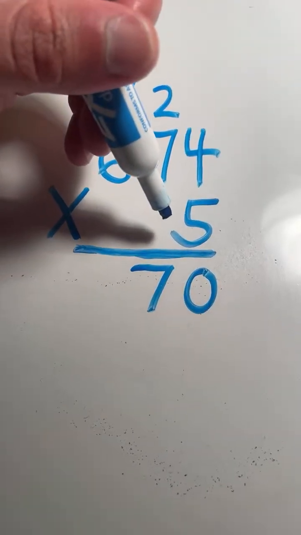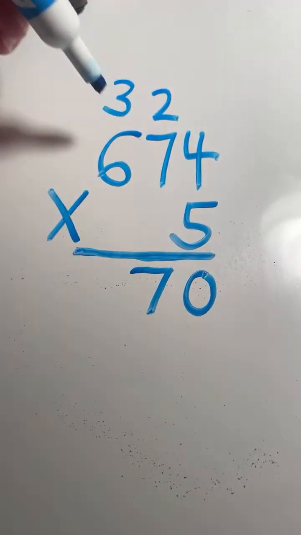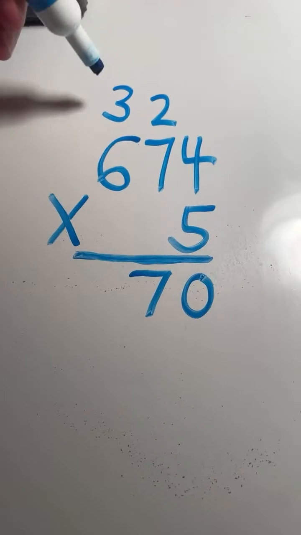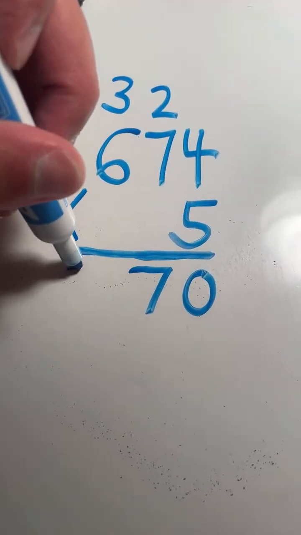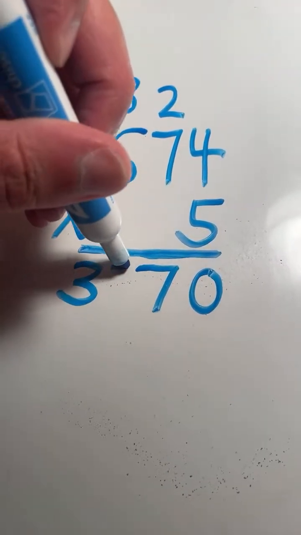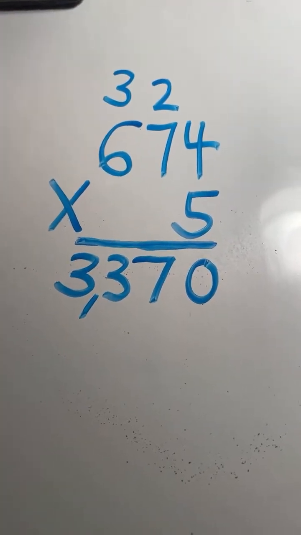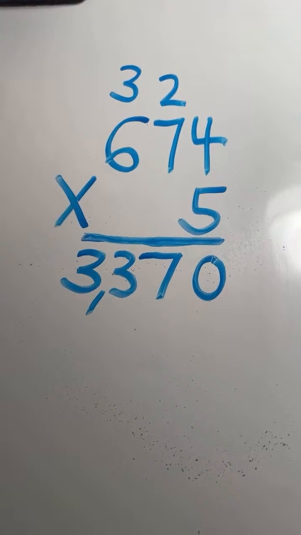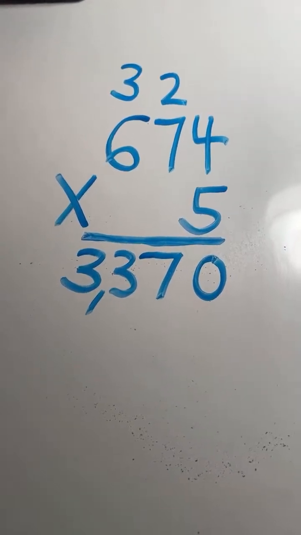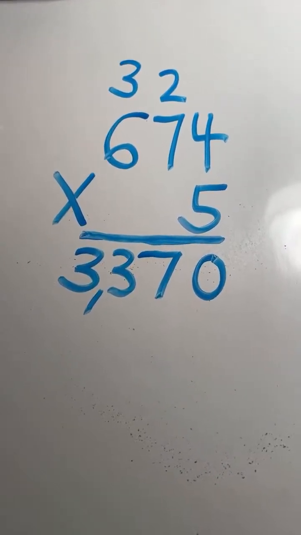6 times 5 equals 30, plus 3 equals 33. Do not forget to add the number that you carried over. And we have our final answer, 674 times 5 equals 3,370.